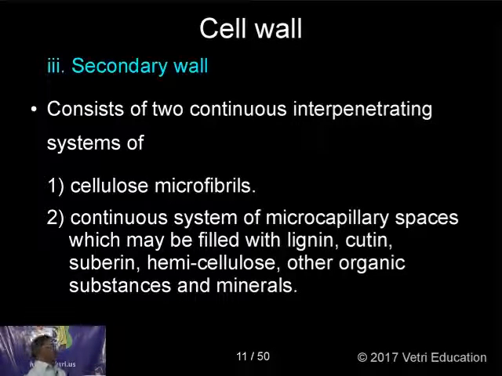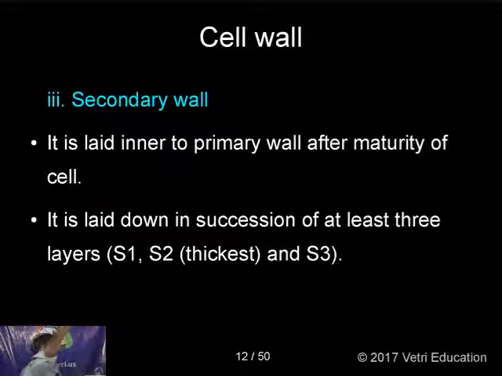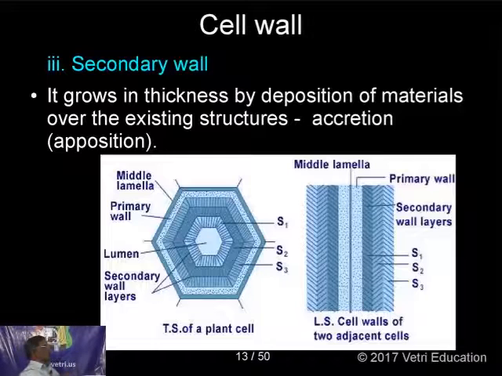Next, the secondary wall consists of two continuous interpenetrating systems, closely arranged. One is the cellulose microfibrils, and the other is a continuous system of microcapillary spaces which may be filled with lignin, cutin, suberin, hemicellulose and other organic substances. So mainly the secondary wall is made up of lignin, cutin and pectin. It is laid inner to the primary wall after maturity, in succession of at least three layers, called secondary wall S1, S2 and S3, of which S2 is the thickest among the three. The secondary wall grows in thickness by deposition of materials over the existing structure, which is called accretion.